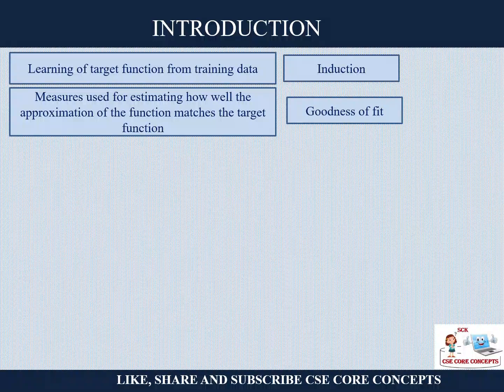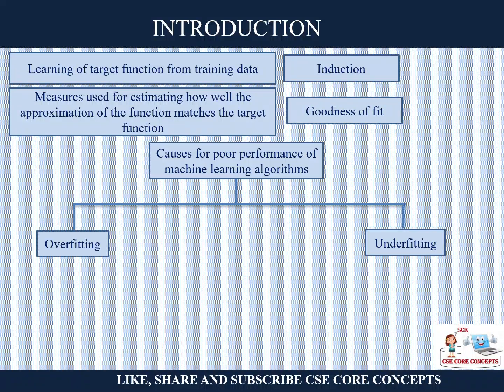If I am getting a very good accuracy, that is called the goodness of fit. Goodness of fit means that my model is fitted to the data in a proper way, because it is able to predict more accurate results. But sometimes this goodness of fit is not very good, and we get very low accuracy. The two major causes for poor performance of a machine learning algorithm are that either the model is overfitted or it is underfitted.